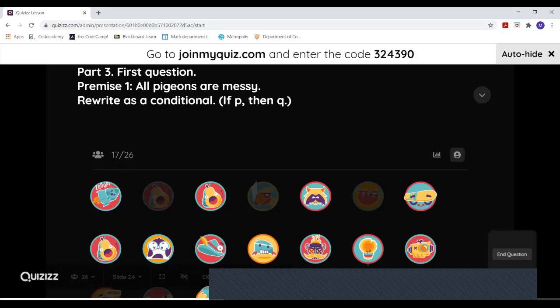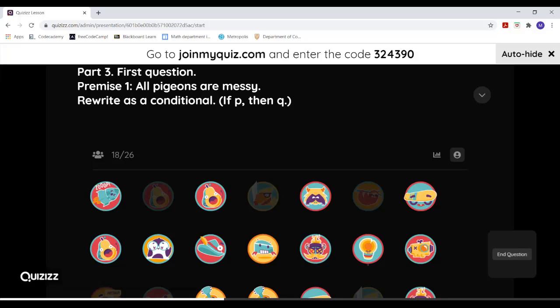All pigeons are messy. Rewrite as an if P then Q statement. So we had something pretty similar to this, all something is something. And if you write an if-then statement, it picks out your P's and your Q's for you. So I went ahead and wrote that down. So we are getting into part 3 of this. It is the final part.